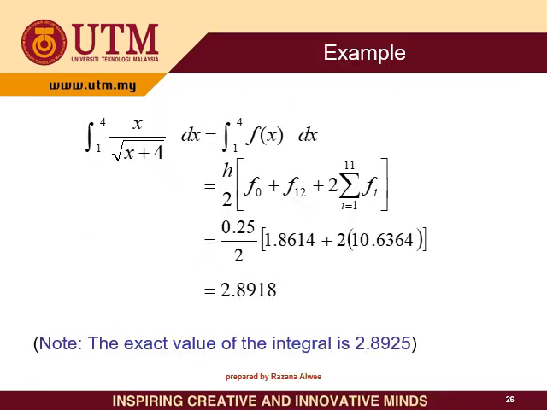Okay, then after you finish with the trapezoidal table, you need to insert the sum into both here. This is the sum for the first and the last one. This is the sum for everything in between. Okay, and then you calculate your answer. And the exact value of the integral is 2.8925. This is the exact value, not the estimation that we have counted. This is the exact value.